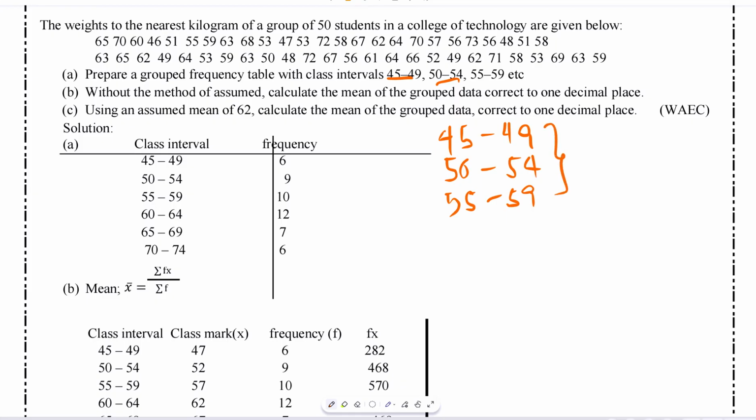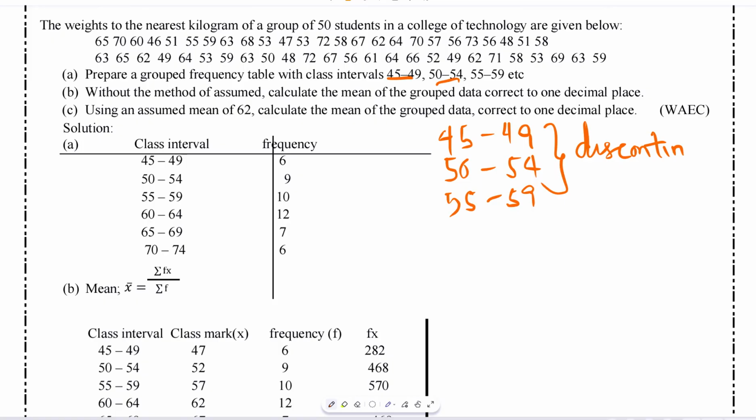This is discontinuous. And because it is discontinuous, I'm going to have what we call the class boundary, if I want to do median. All right, but we are just on mean. For mean, we don't need class boundary. Are you following that now?